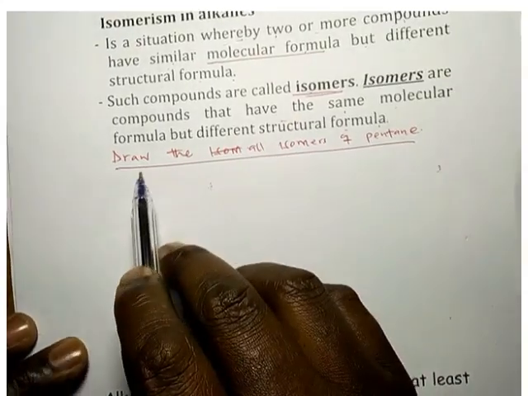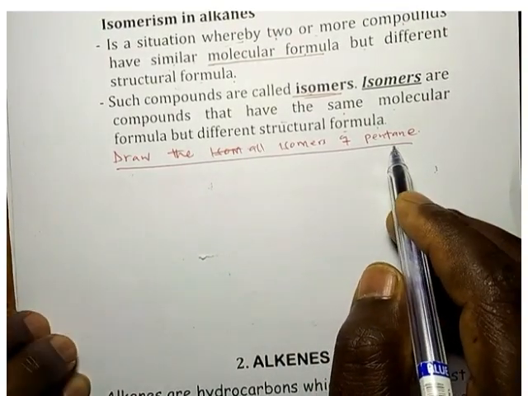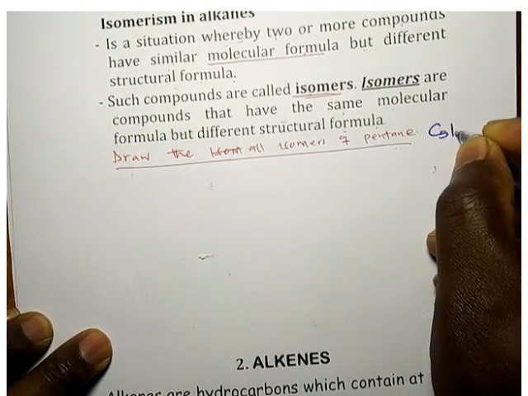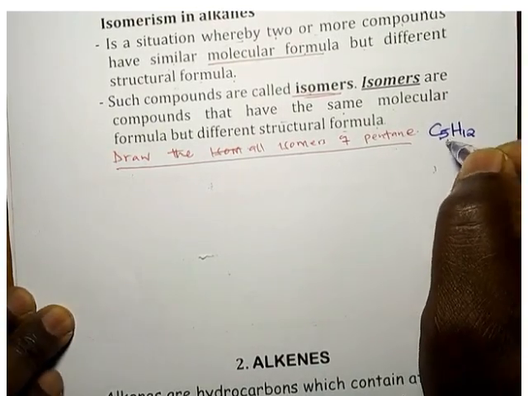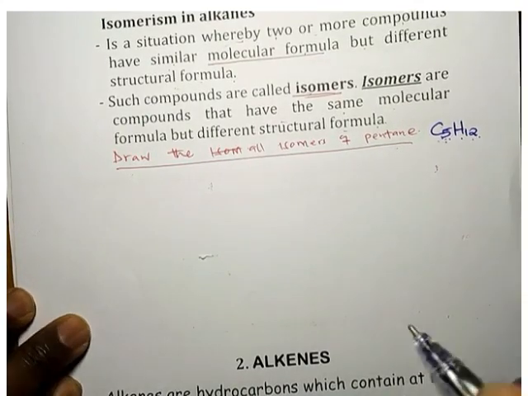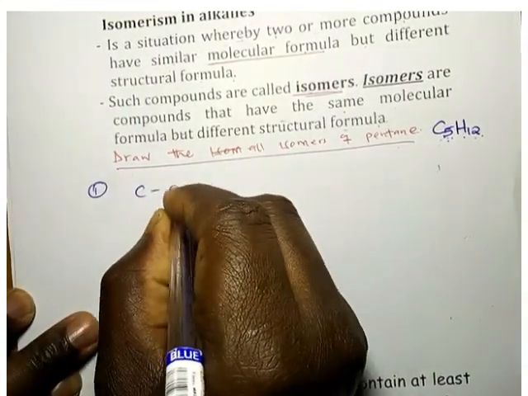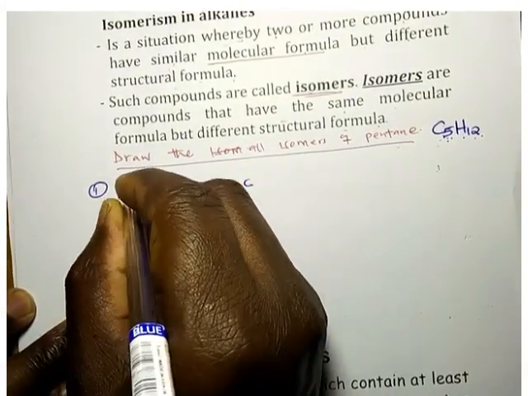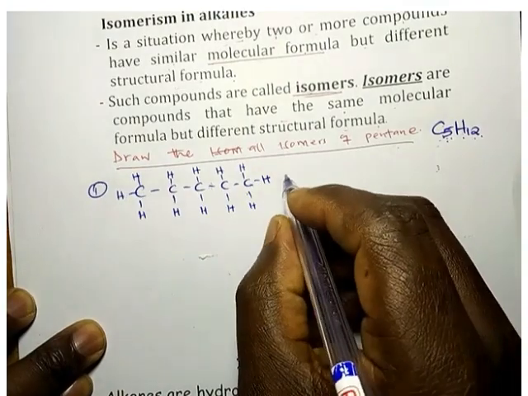You can be asked, for example, to draw all isomers of pentane. First, pentane itself. Remember pentane is C5H12. This is the molecular formula: pentane has 5 carbon atoms and 12 hydrogens. So let us draw the first isomer. The first isomer will be the open structure: 1, 2, 3, 4, 5. And then you put the hydrogens where they are supposed to be. So this is the first isomer of pentane, and we call it pentane.